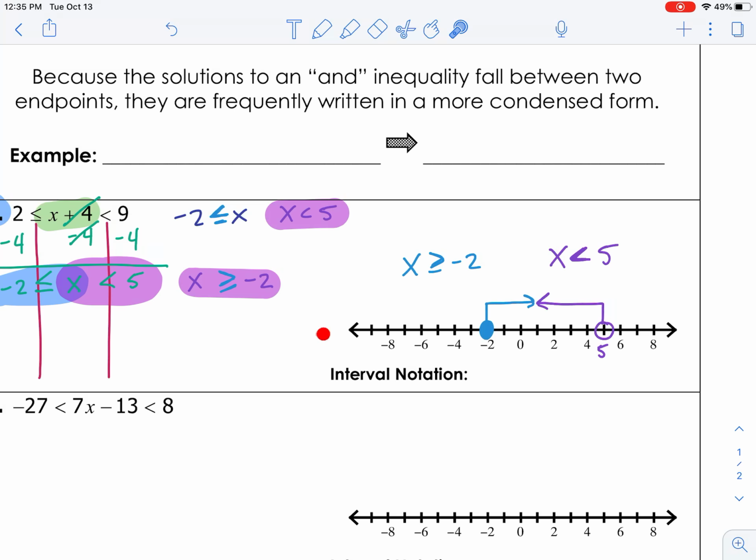Interval notation from left to right. Start over here on the left. I stop at negative 2 first with a bracket because I have a filled in circle. I keep going from left to right. The last thing I have is 5. I use a parenthesis because it's an open circle.